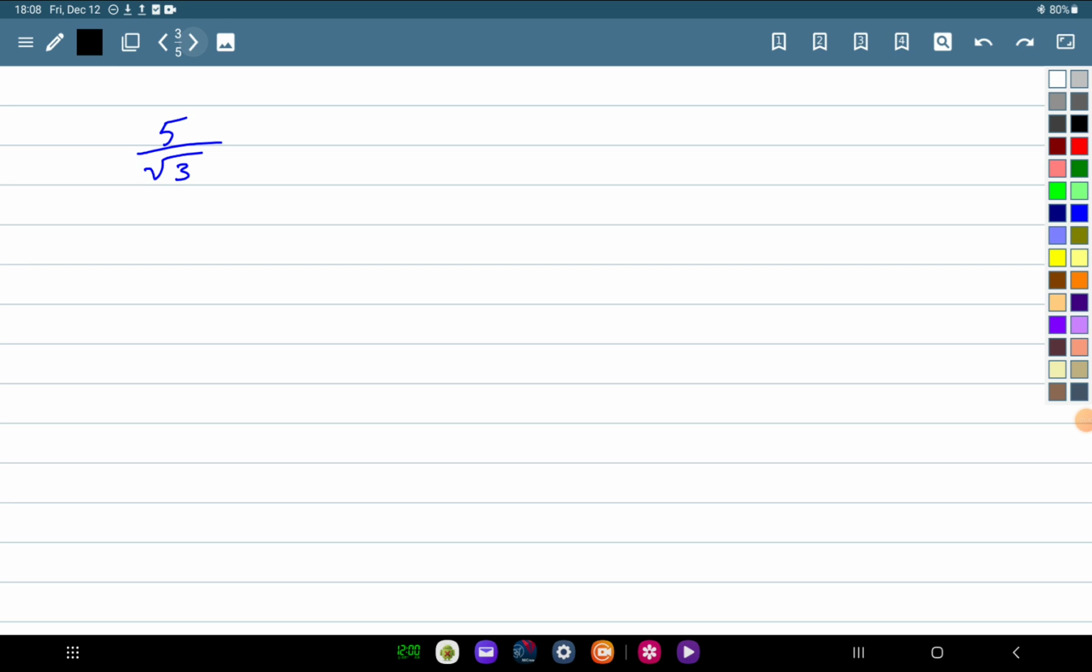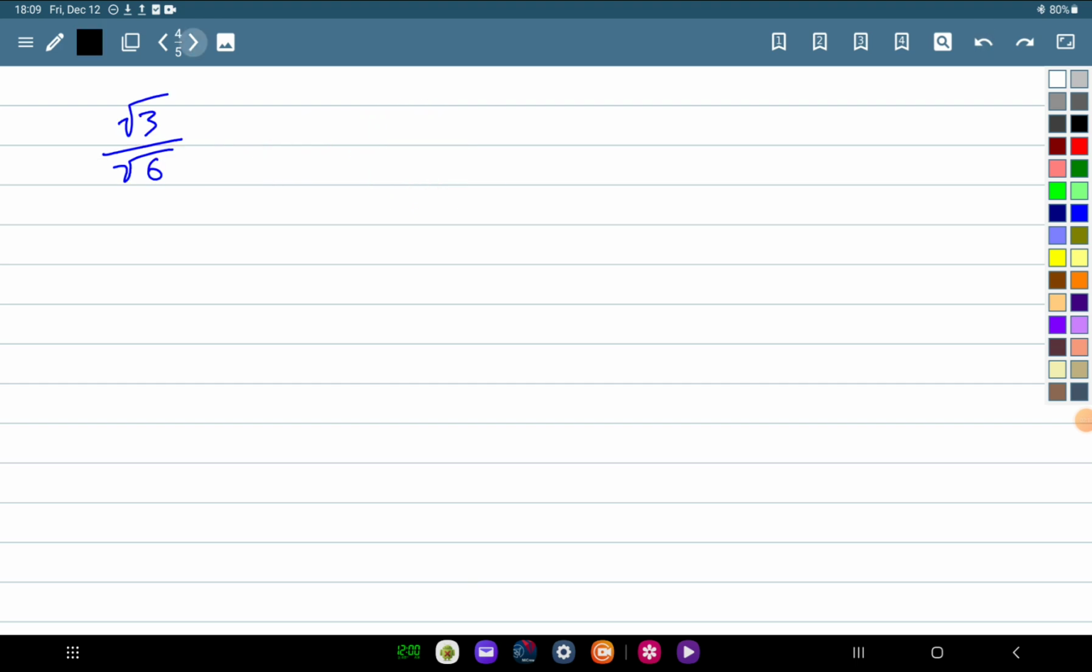Let's do one more. I got 5 over the square root of 3. So we're going to multiply that by the denominator over itself. So square root of 3 and square root of 3. And when we do that, that's going to give us, in the numerator position, 5 times the square root of 3 over 3. This is 3 because the square roots cancel each other out when we multiply them. So this is our solution.